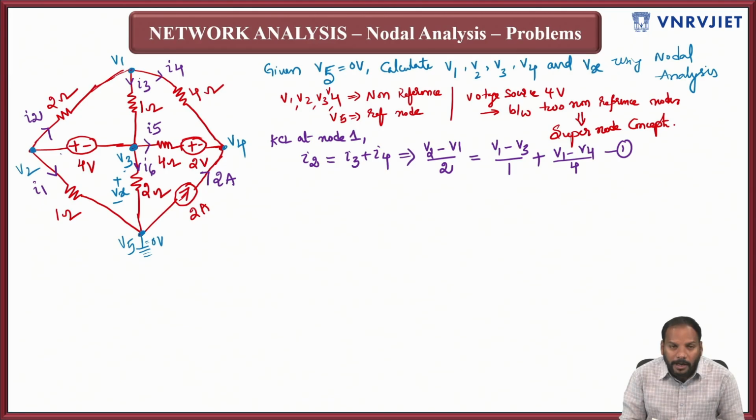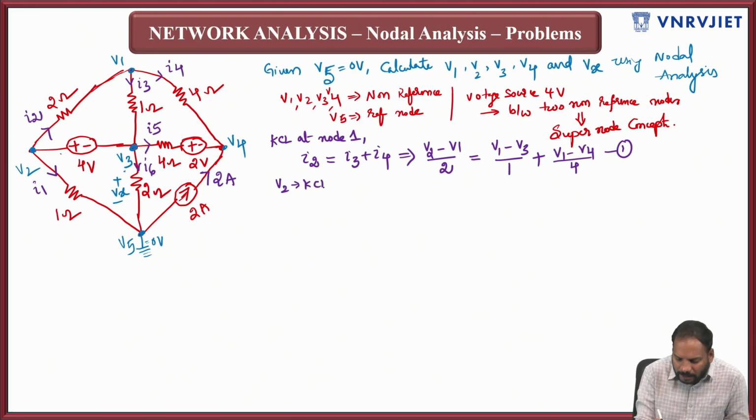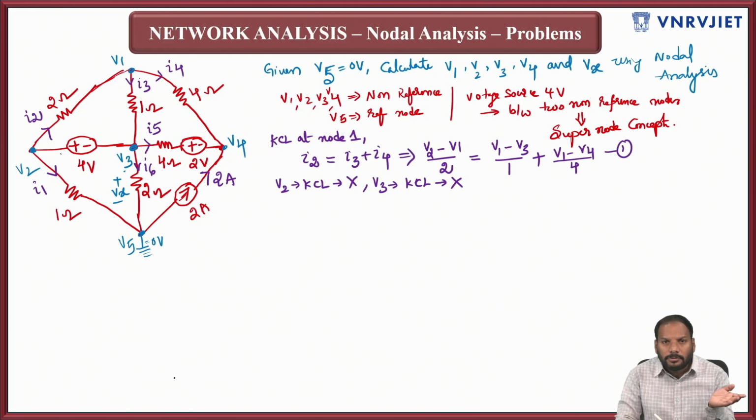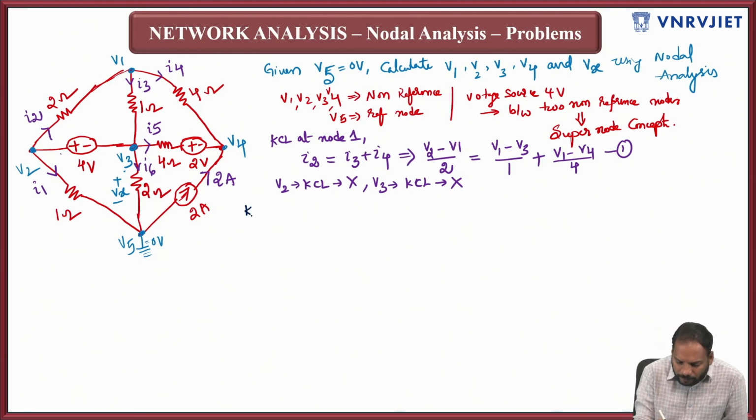Going ahead, is it possible to apply KCL at node 2, V2? At V2, KCL is not possible, because you have a voltage source there and you cannot apply Ohm's law. Now at V3, KCL is once again not possible. Not only on the left side of the 4 volts, but on the right side of the 4 volt node also, it is not possible to apply KCL. Now KCL for V4.